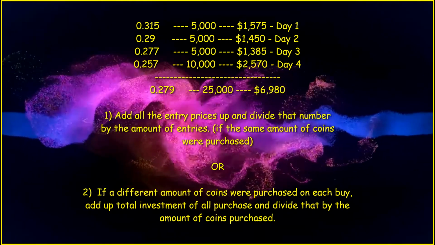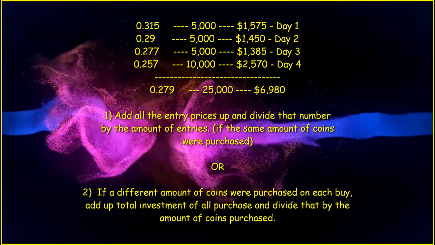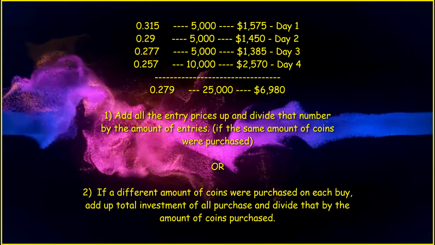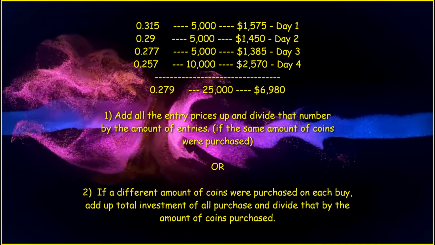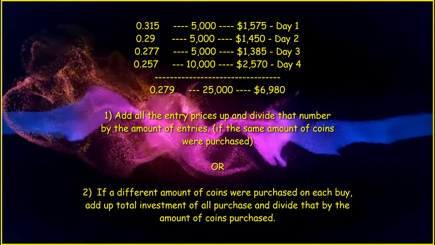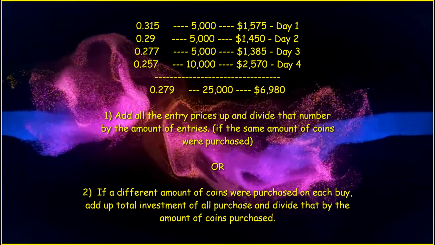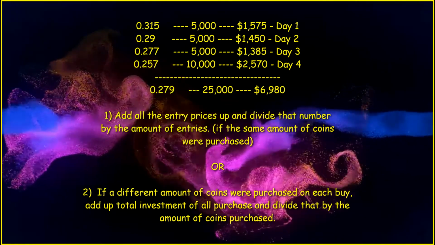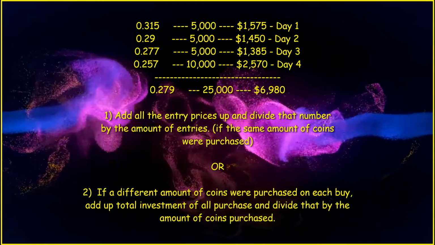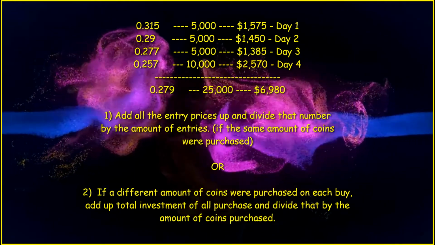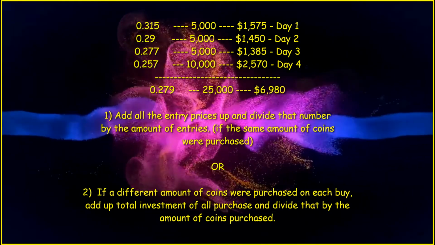So if a different amount of coins were purchased on each buy, add up the total investment, that means the total amount of dollars you put into it, of all the purchases, and divide that by the amount of coins purchased. So in this particular example, you would divide 6,980 by 25,000, and that would get you your 0.279 entry price average. And as you can see, had you not dollar cost average in over 4 days, you would be almost 4 cents higher in your entry price.